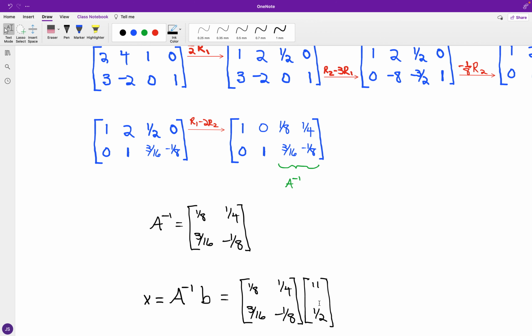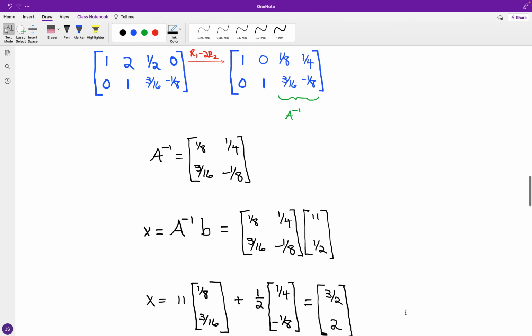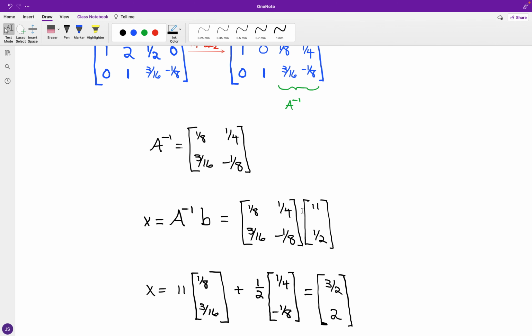And again, B happens to consist of the constants to which the first and second equations were set equal. So I have 11 from the first equation, 1/2 from the second. And looking at multiplying together, we have 11 times the first column elements from the inverse, and a half plus 1/2 times the second column elements. So looking at what we have at the top, we have 11/8 plus 1/8, which is going to be 12/8, and that will be reducible to 3/2.